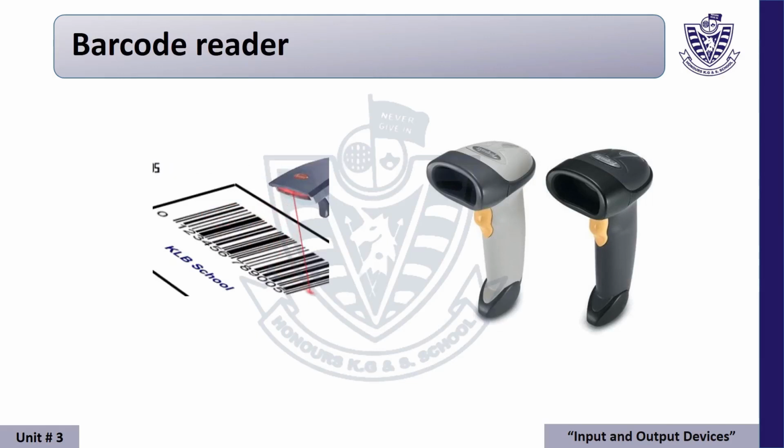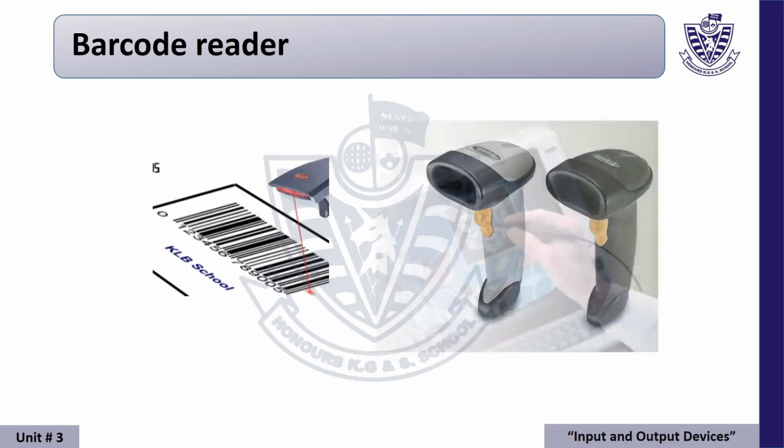Barcode reader. A barcode reader is used to read barcodes printed on the items in a shop meant for sale. A barcode is a sequence of black lines on a white background. It has a number written on it. A barcode reader is used in libraries, supermarkets.